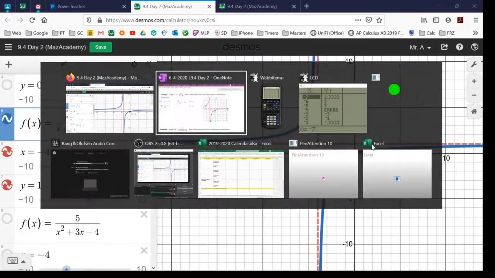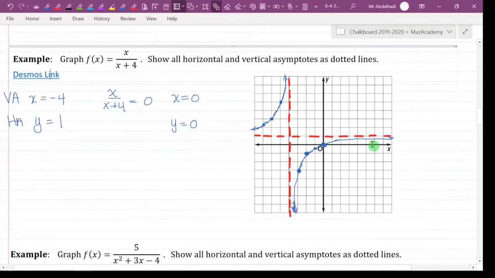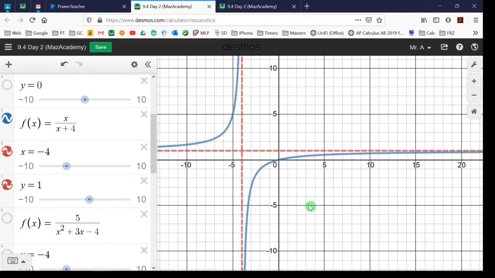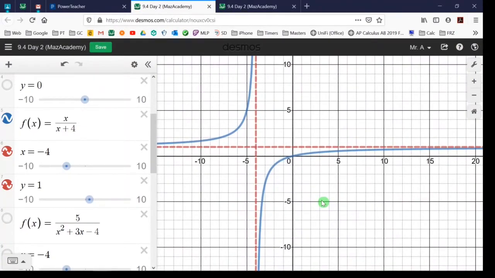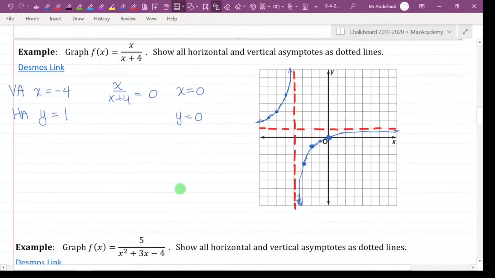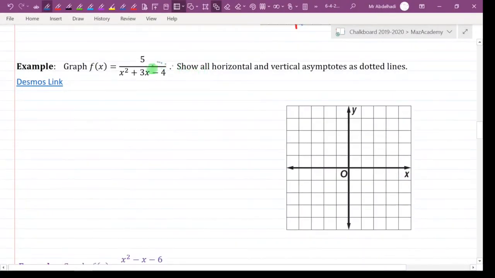Okay, looking at what we had, the only difference is that my graph is kind of shifted like that. But other than that, there it is. Okay, let's try this next one here. So here we have a function, f of x equals 5 over this thing here.